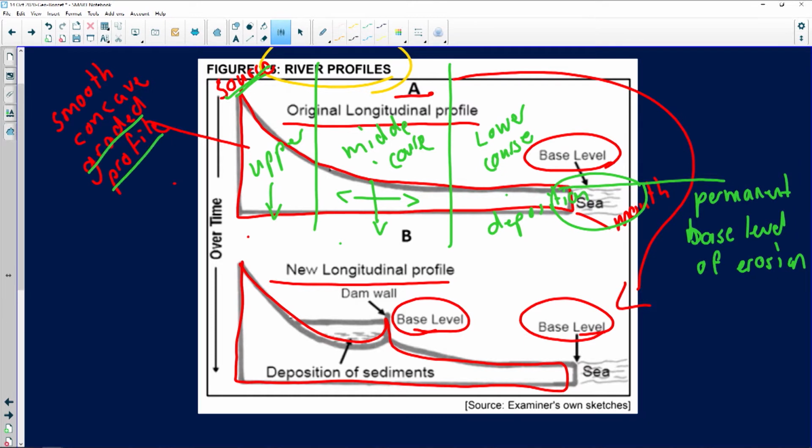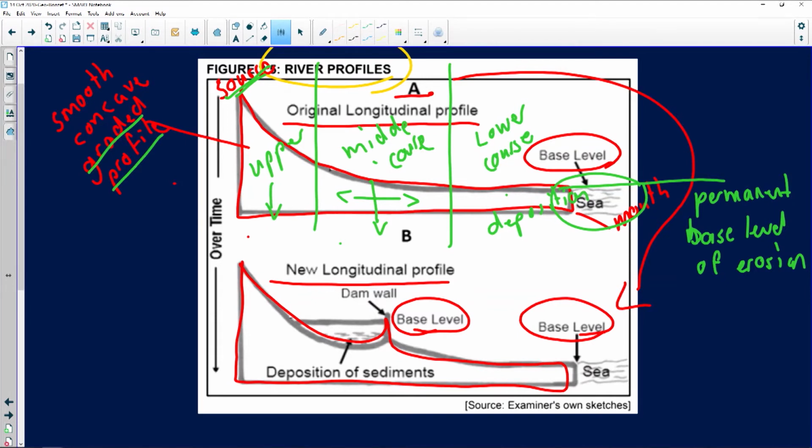Now, first of all, over time, like the diagram figure shows us, what happens over time? It turns from a graded profile to an ungraded profile. Because the profile was beautifully concave and smooth. But now we created a nick point. Now, if you look at it, as you can see, this river is not beautifully concave and smooth, is it? No.